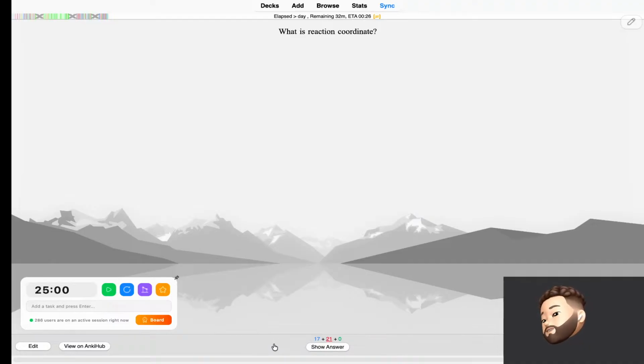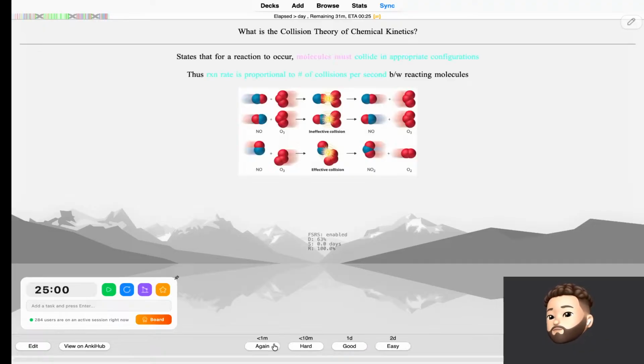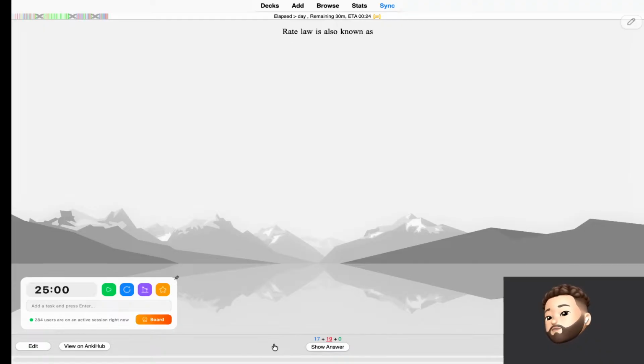What is the reaction coordinate? It's how far along in the reaction you are. Two molecules must collide with one another in appropriate configurations in order to react. Rayleigh is also known as the rate equation. You call that endergonic.